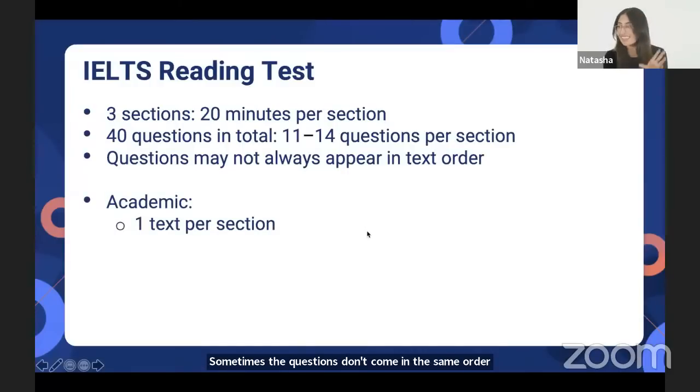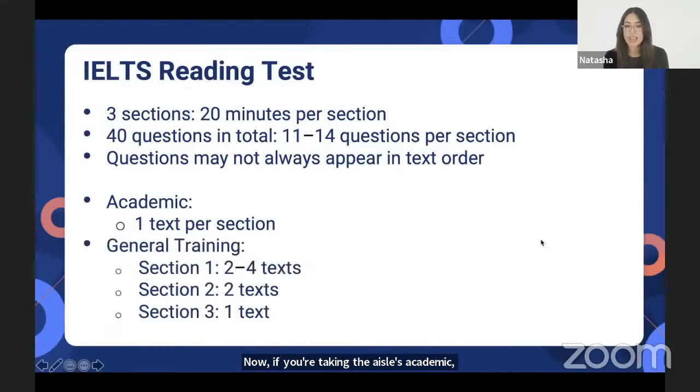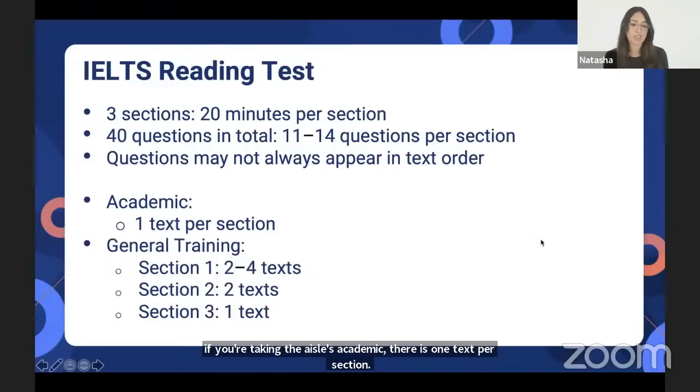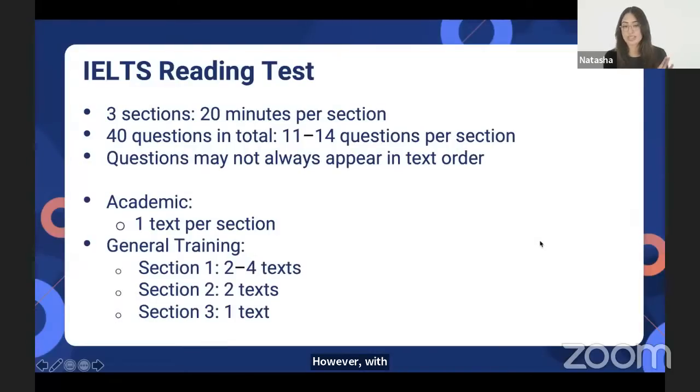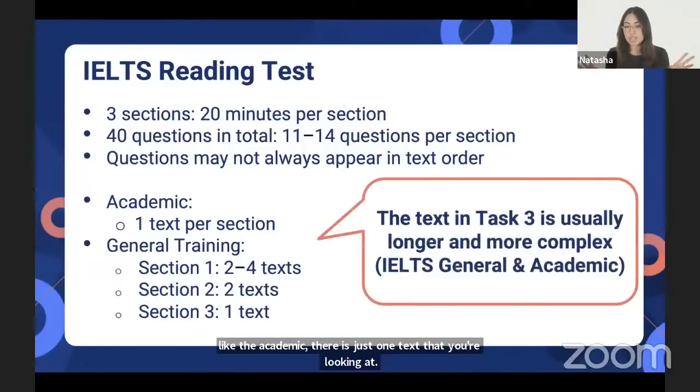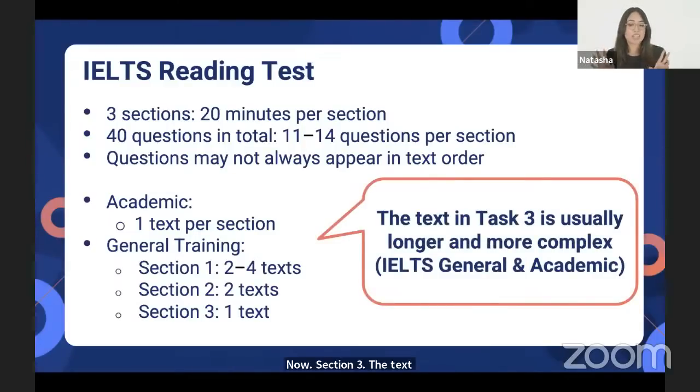Now, if you're taking the IELTS Academic, there is 1 text per section. However, with IELTS General Training, there are a range. So in section 1, you'll see 2 to 4 texts. In section 2, you'll see 2 texts, and what we're focusing on today is section 3, and just like the academic, there is just one text that you're looking at. Now, section 3, the text is generally more long and it's much more complex, and this is true for both the IELTS academic and the general test.